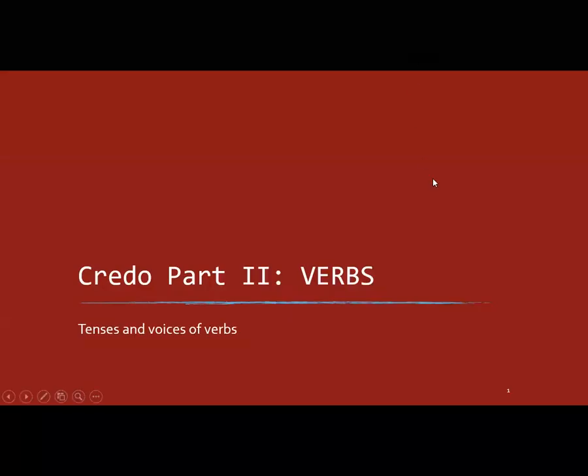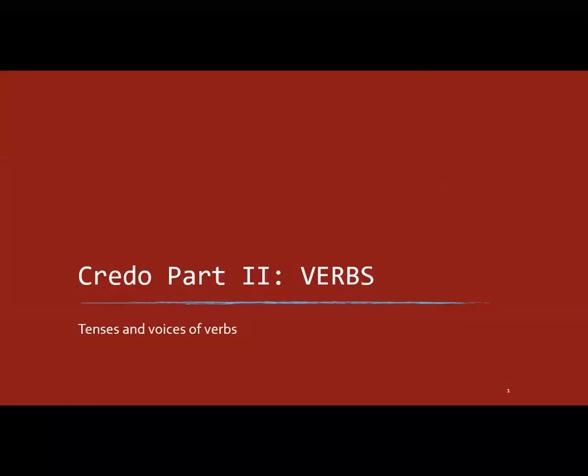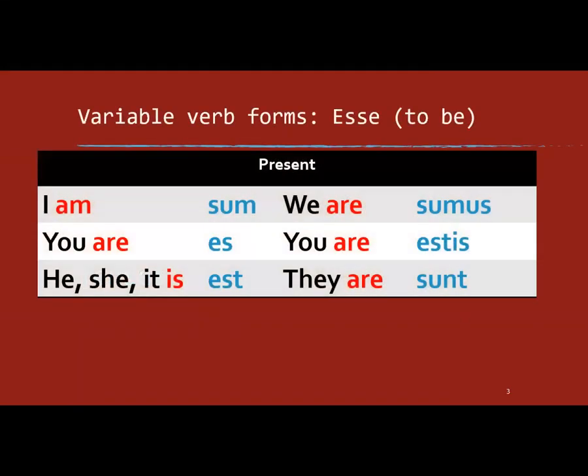In this second part of an introduction to the Credo, we're going to be looking at verbs. We're going to be looking at the tenses and voices of verbs. First, let's look at tenses. Tenses mean in what time the action took place. Does it take place in the present, in the past, in the future, in the past perfect, in the future perfect? Different tenses.